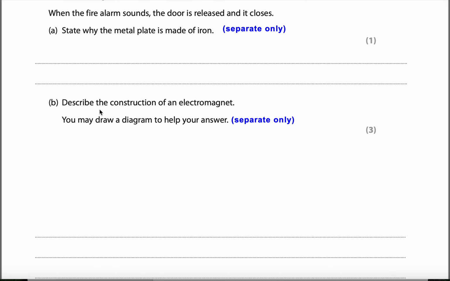And then it says, describe the construction of an electromagnet. So those of you doing the separate physics IGCSE exam need to know how to make an electromagnet. Well, an electromagnet is basically a magnetic field produced by a coil of insulated wire, and you put a current through it. Excuse me, I'm just having a cup of tea while I'm explaining this to you.